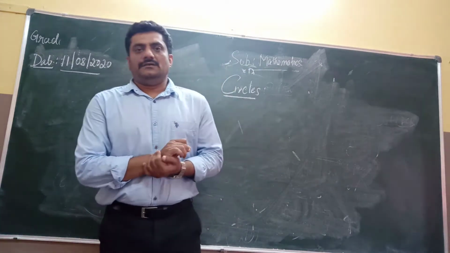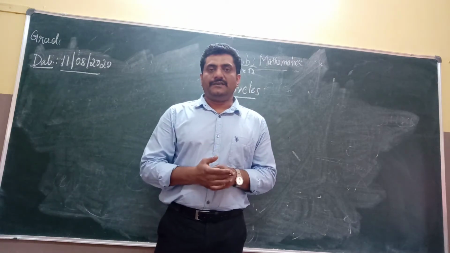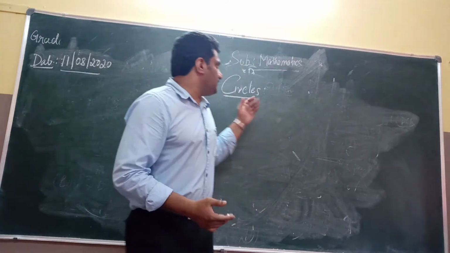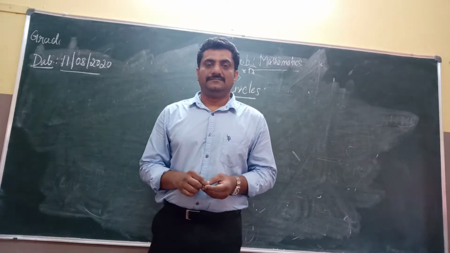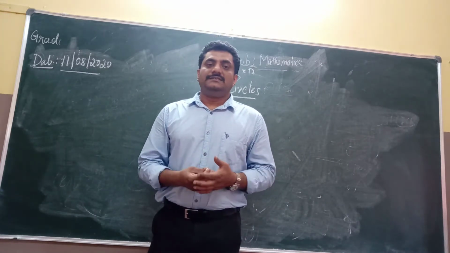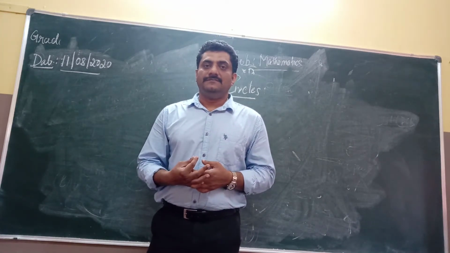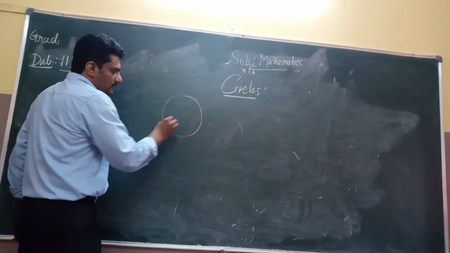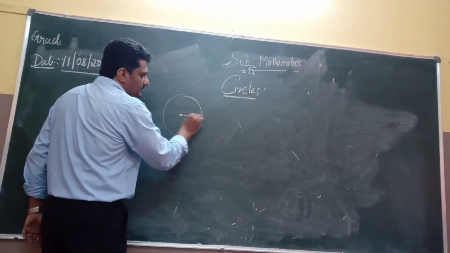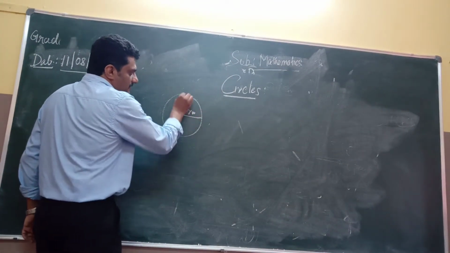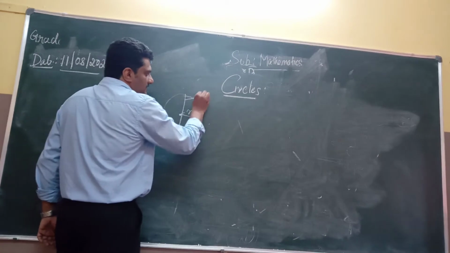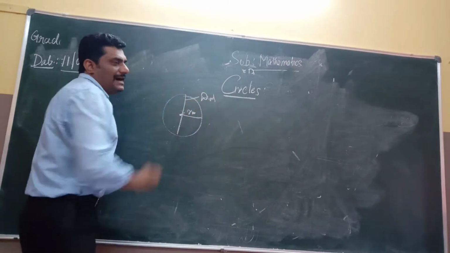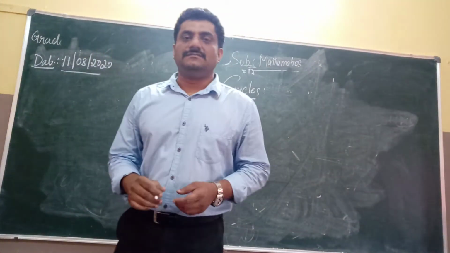I'm sure in the last class, in the last video, Hemlata ma'am had already started about these circles. What are the different things you know about the circle? In a circle, this is the center, and what do you call this? Radius. And this one, diameter. Now, how do you define a radius?